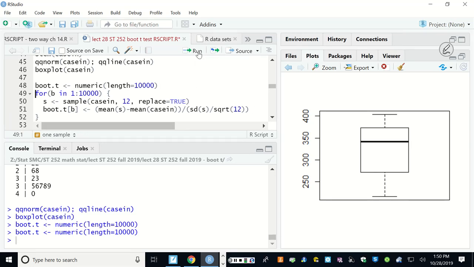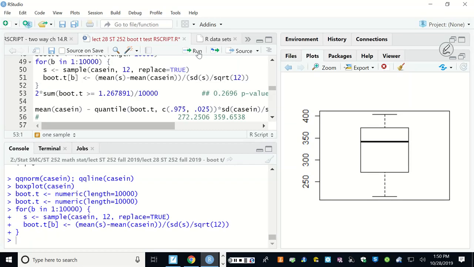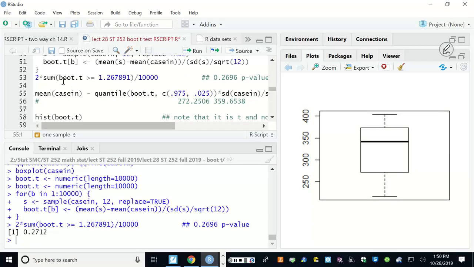But following that, we do run our little sample, and how many of the bootstrap values are greater than 1.26789? That's the t-statistic that we computed before. And 2 times that was like 0.2712. I didn't set a number seed, so there are slightly different variations, but it's still about 0.27. What was it for the other one? It had a p-value of 0.23. So it's a little bit different, but it's comparable in terms of its message, right? That there's not a significant difference from 300.